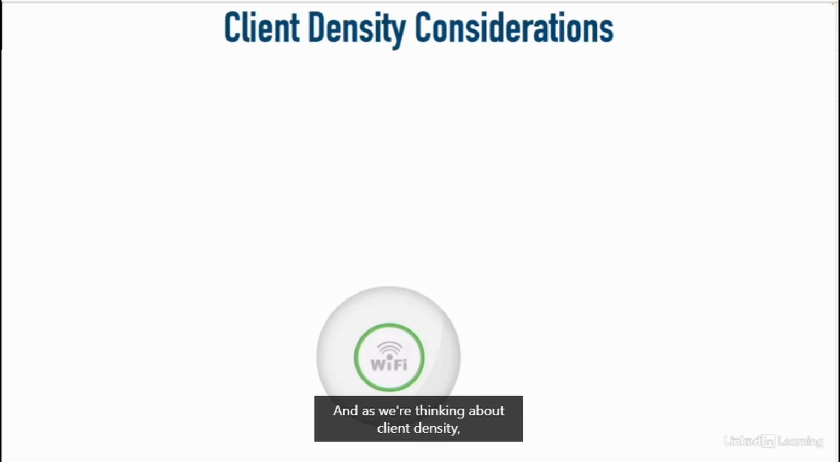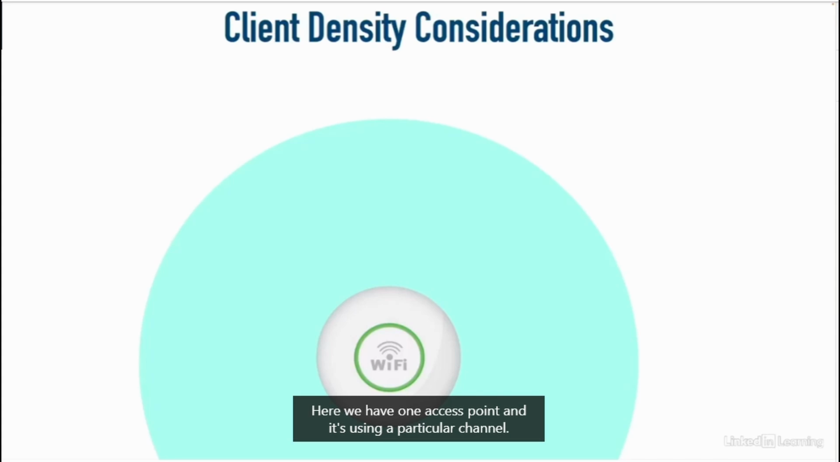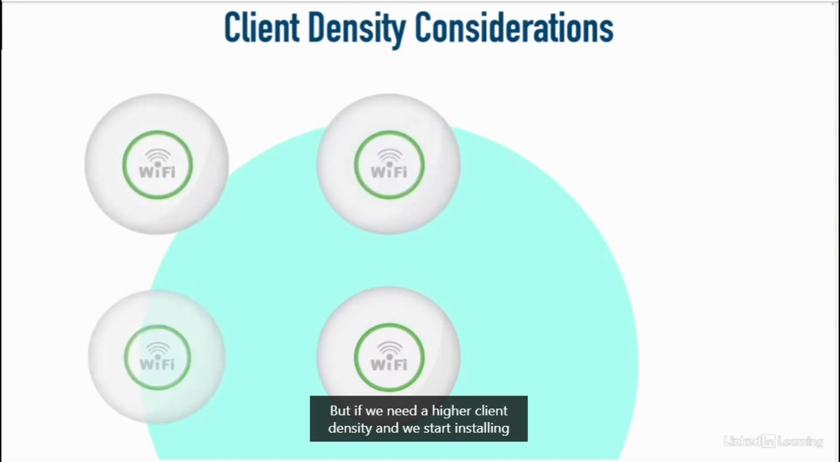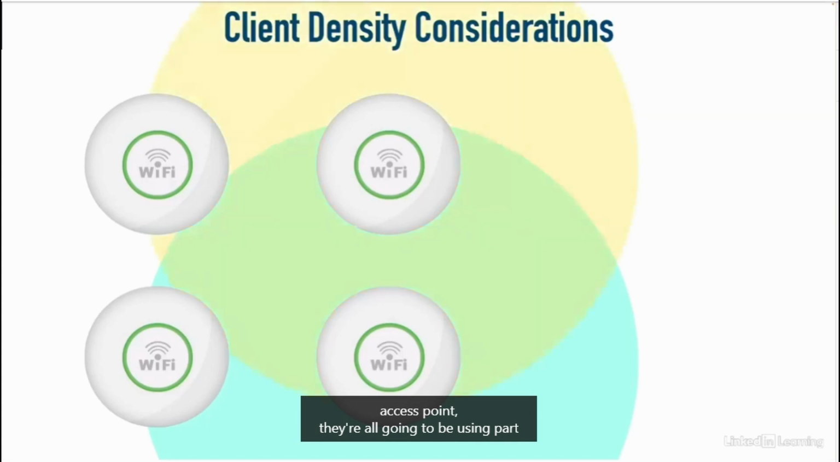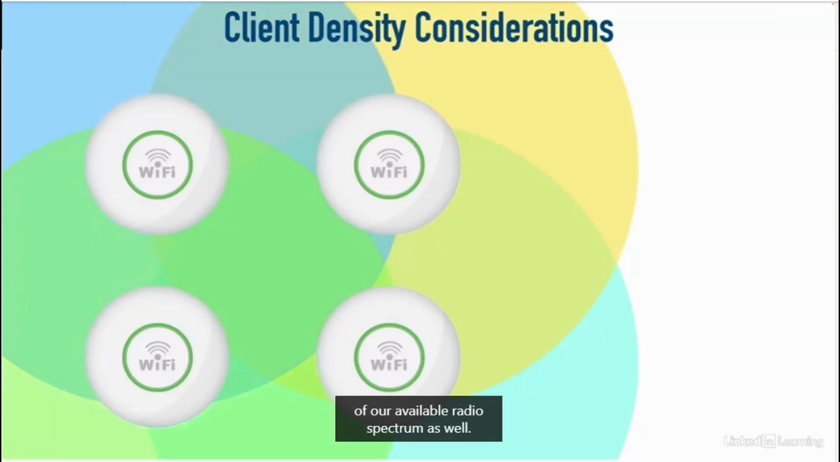And as we're thinking about client density, we need to keep in mind overlapping channels. Here we have one access point, and it's using a particular channel, and it has this coverage area that you see highlighted. But if we need a higher client density, and we start installing other access points in close proximity to the first access point, they're all going to be using part of our available radio spectrum as well, and hopefully they're using non-overlapping channels to avoid interference, but we only have so many non-overlapping channels available to us. We only have 3 in the 2.4 gigahertz range. We have more if we're using the 5 gigahertz range, or even more if we're using the 6 gigahertz range.